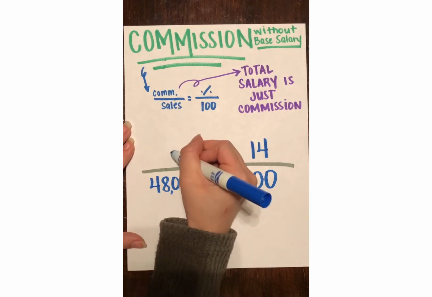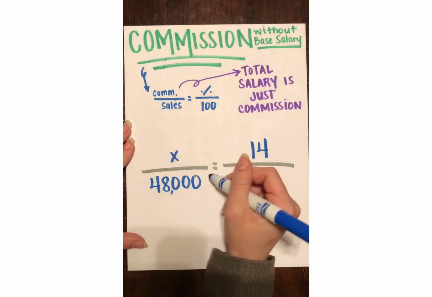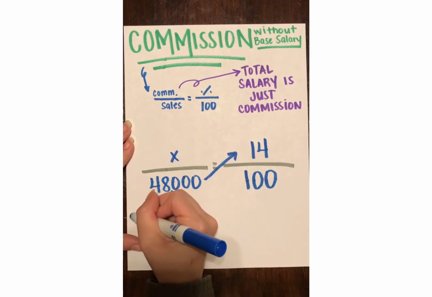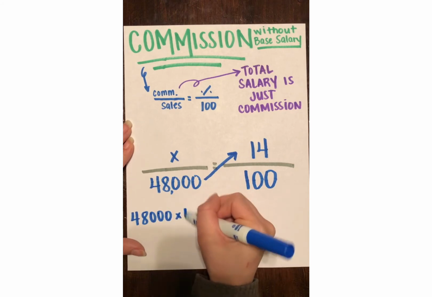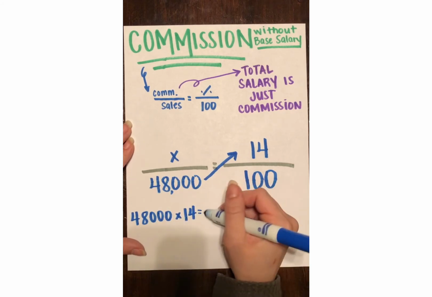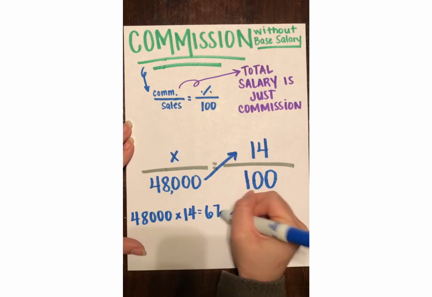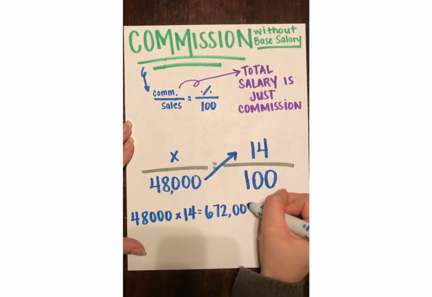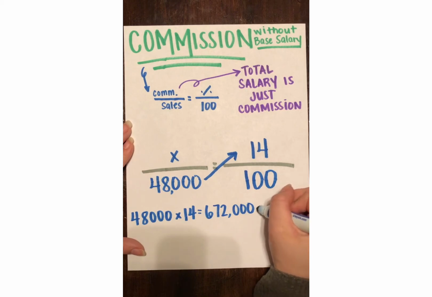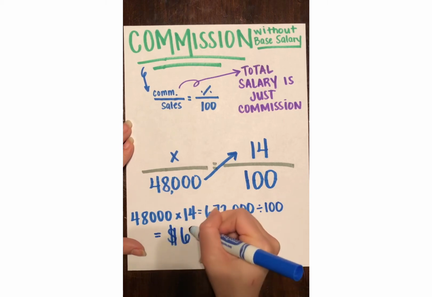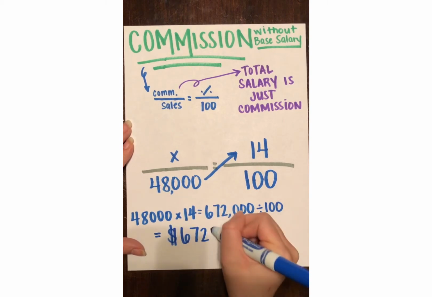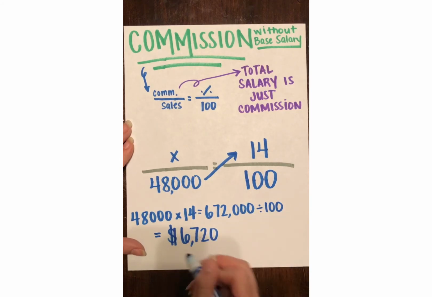All right, which means we are solving for his commission. We're gonna cross multiply first. So 48,000 times 14 is going to give us 672,000. Then we divide by our oddball 100, which gives us a total of $6,720 worth of commission, which means that is how much money he will be taking home.